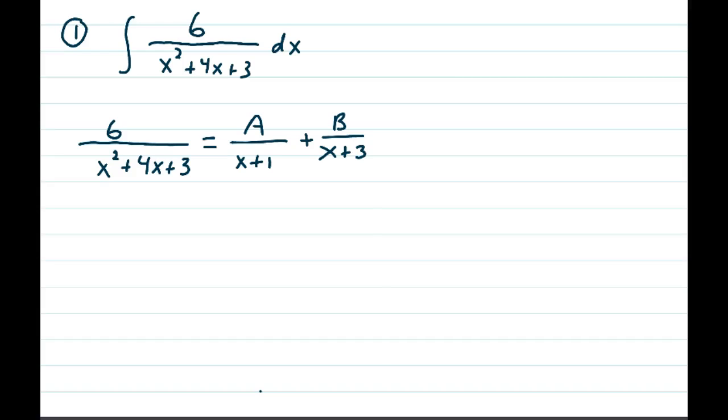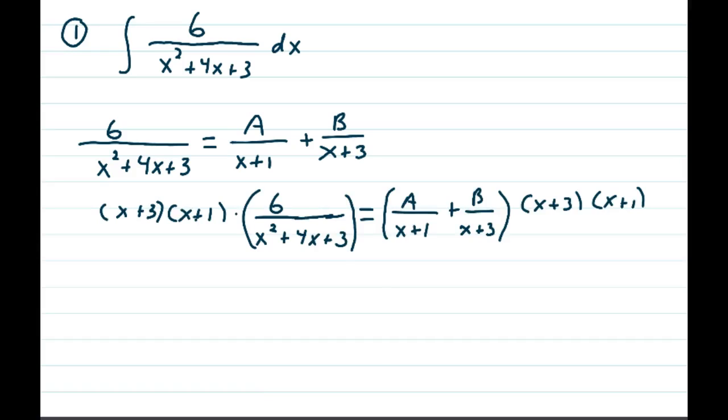fractions. So we have 6 over x squared plus 4x plus 3 is equal to A over one of the factors, x plus 1, plus B over the other factor, x plus 3. In the next step, we need to rid ourselves of fractions. So we multiply by the common denominator, which is that factored form, x plus 3 times x plus 1, on both sides of the equation. And that will then cancel out the denominators.